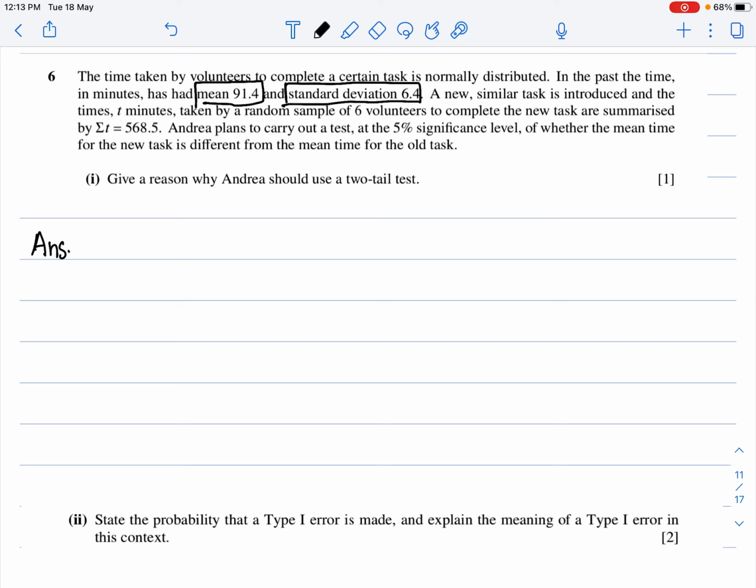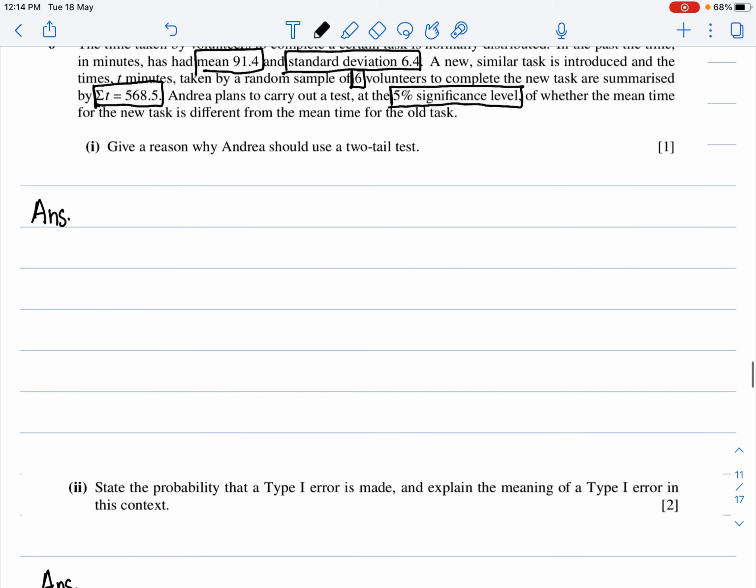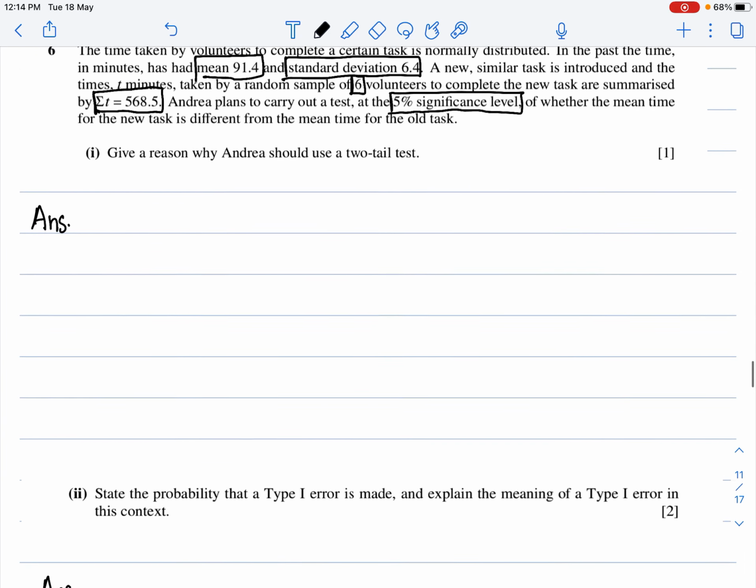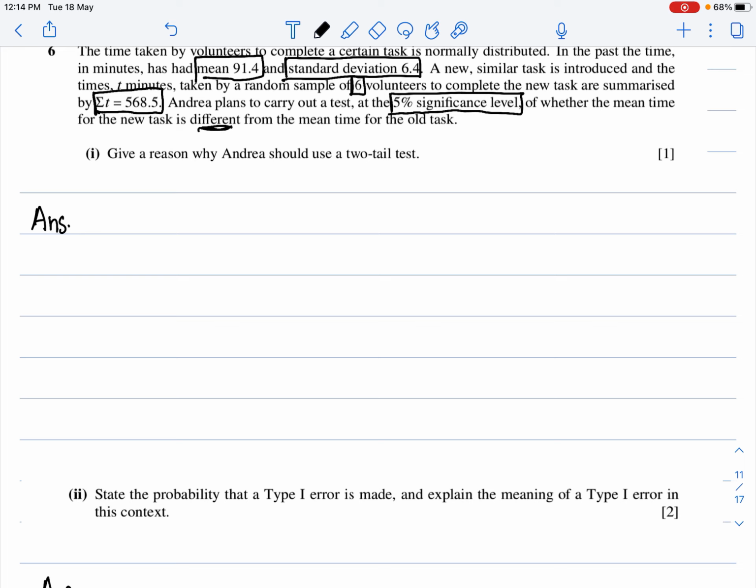So there's a new similar task. Here they are testing it with time t minutes taken by a random sample of 6 volunteers. That means my n is 6, and it is summarized with the summation of t as 568.5. They are testing this at a 5% significance level of whether the new task is different from the mean time for the old task.